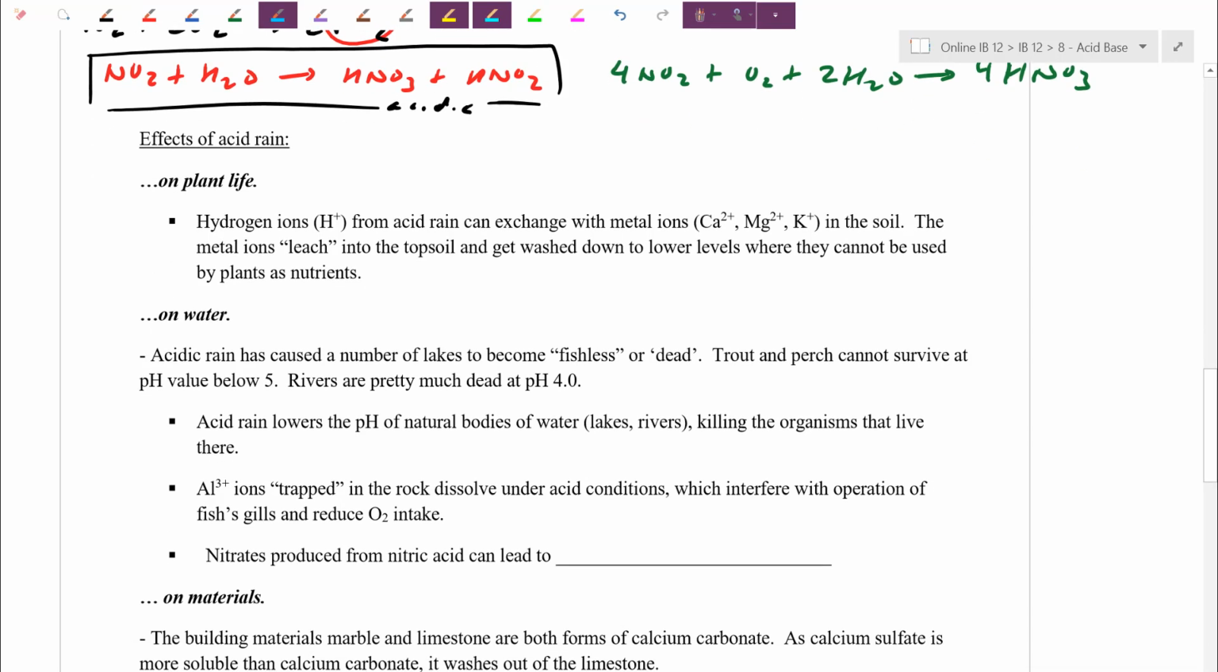So, some effects on plant life. Acids, their job is to donate protons. This H+ will typically exchange with metal ions in the soil. The same thing can start eating away limestone deposits. It can take away important nutrients in the soil and cause these nutrients to run off from the soil, get washed down, and therefore the plants lose out on these nutrients. So that can have an impact.